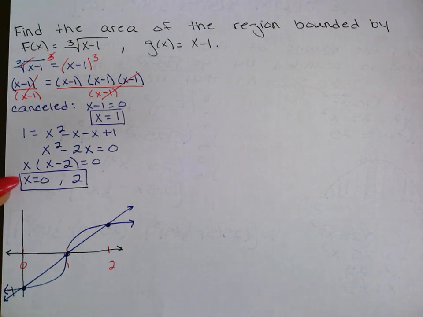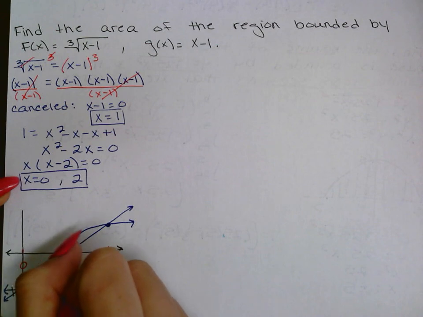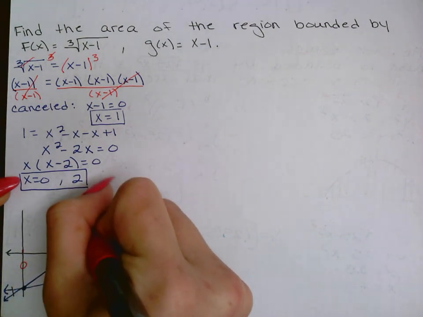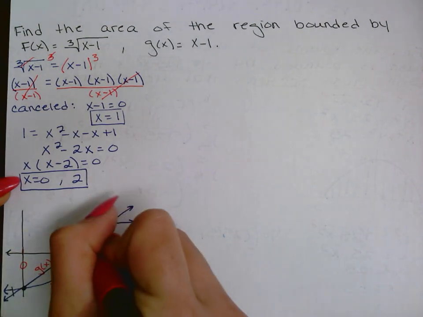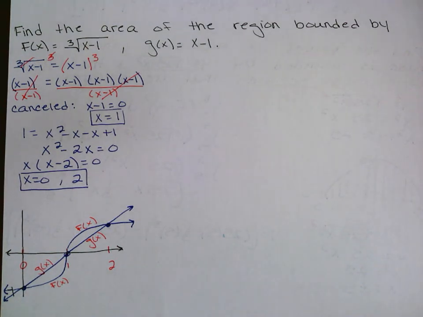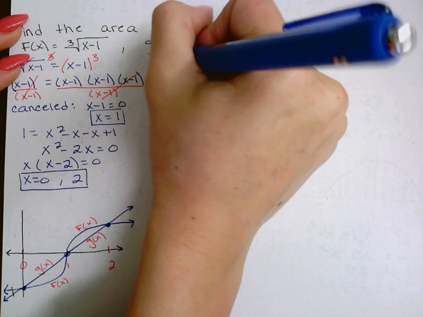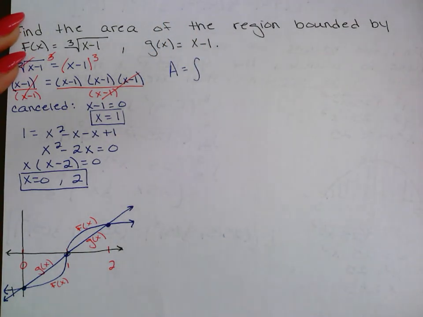Okay? So my cube root is my f function, so we can clearly see who's on top and who's on bottom on each point. And my linear function is my g function. Okay? Now for our setup, area is the integral from a to b of top minus bottom.